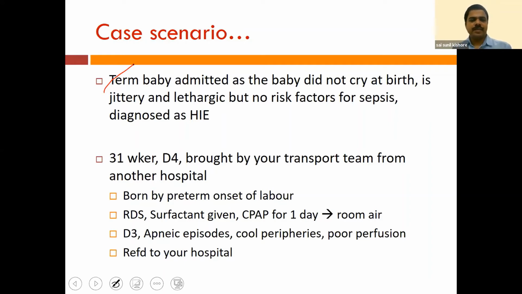And you have another baby, a 31 weeker, day 4. The baby came to you from some other hospital on day 4, and there was a preterm onset of labor. The baby initially required surfactant for RDS, and the baby was also given CPAP. On day 3 and day 4, the baby developed apneic episodes, cool peripheries, and poor perfusion. And the baby came to you on day 4, referred by some other hospital.